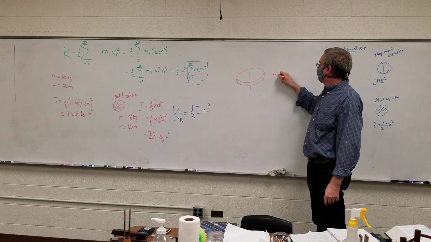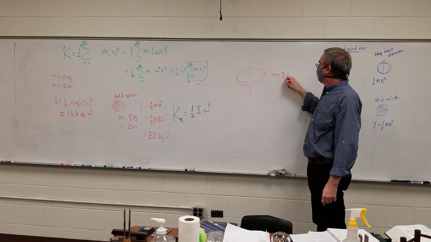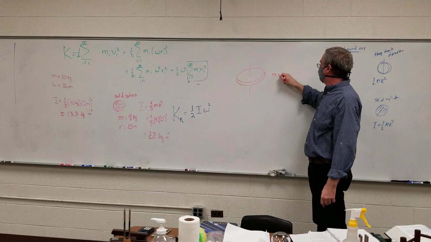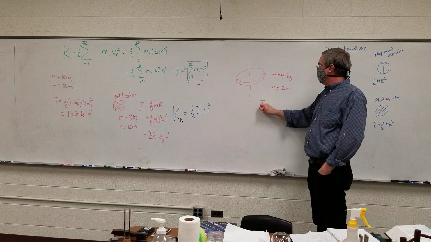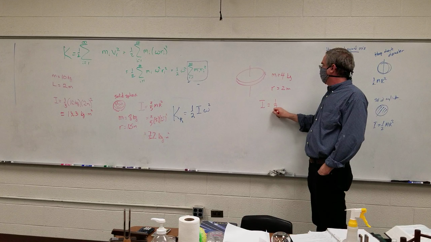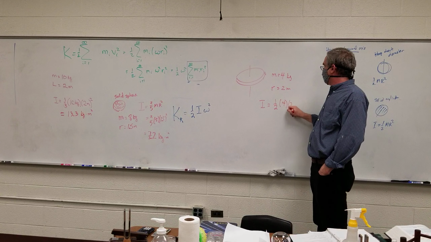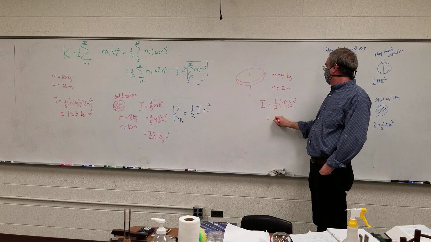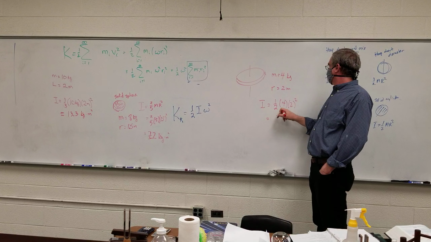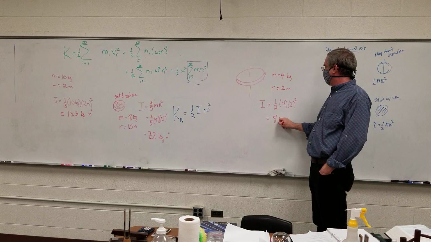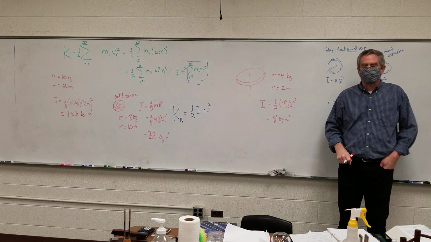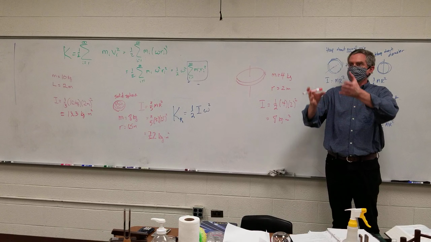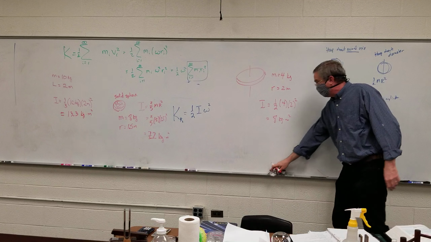Mass of, stick with numbers that will work out nicer. R is 2 meters. And so my moment of inertia is 1/2 times 4 times 2 squared, which is 2 times 4, which is 8 kilogram meters squared. That's just more of the same. I recognize we haven't actually tried to address what Hunter has asked.